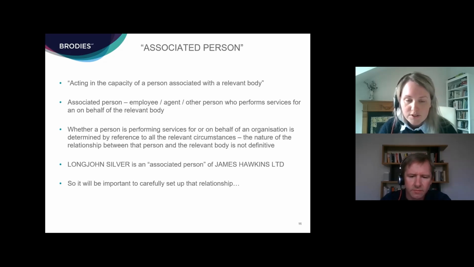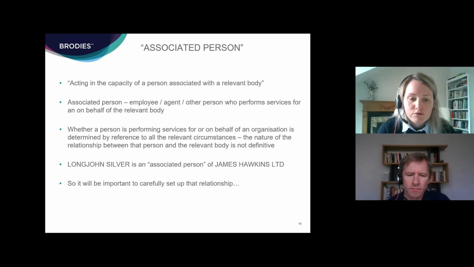So it's a broad application and extends both to persons who are employed within the company and persons with whom the company contracts with. Whether or not a person is performing services for and on behalf of the relevant organization, the nature of the relationship and the name of the appointment given to the person is not necessarily determinative. It's looking at the whole range of relevant circumstances which apply in the case. But here, back to James Hawkins. Unfortunately for James Hawkins, as we'll see, Long John Silver is employed in the function of an agent. He's an associated person of James Hawkins Limited. So let's see how James Hawkins goes about setting up that relationship.